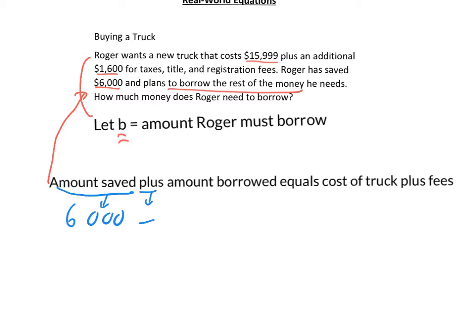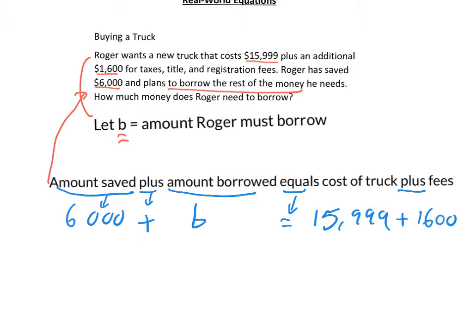So we get $6,000, which is the amount saved right here, plus the amount borrowed, which let's suppose is B. We don't know how much he borrowed, right? So equals the cost of the truck plus fees. The cost of the truck is 15,999 plus fees, which is registration, title, and taxes, going to be 1,600.